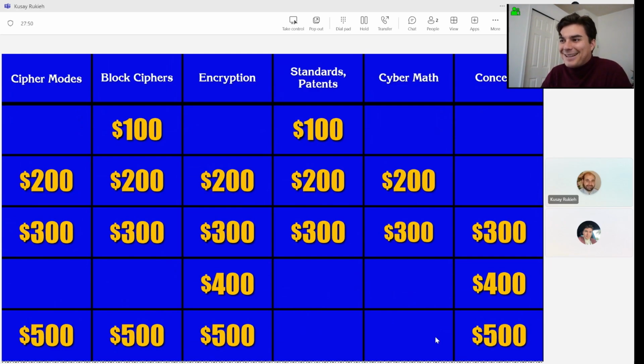Okay. Right. Exactly. Let's go with concepts for $500. Remember, it's 56-bit key and 64-bit block, right? Which one? I'm sorry, $500 for concepts. That should be an easy one.